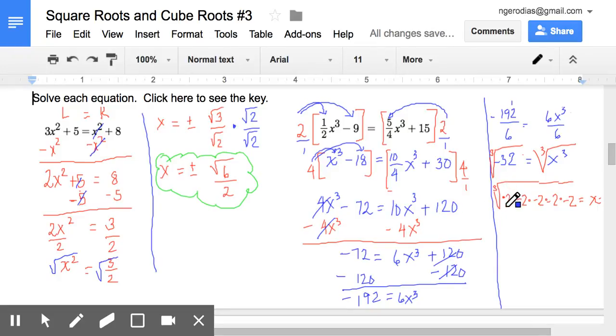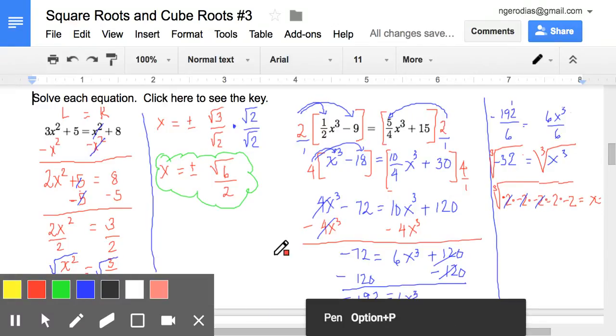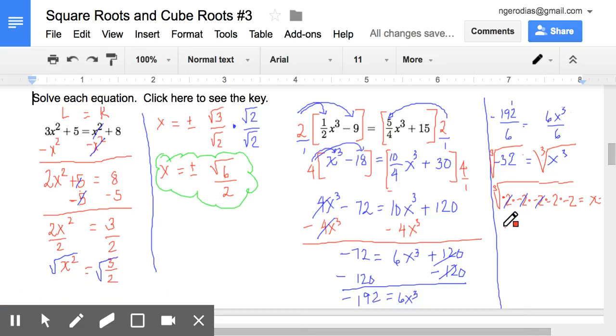Now we are looking for three identical factors. So negative 2 times negative 2 times negative 2 is negative 8. The cube root of negative 8 is negative 2. And then this 2 here is not enough to bring out of the cube root. So we'll have here negative 2 times the cube root of positive 4 equals x.